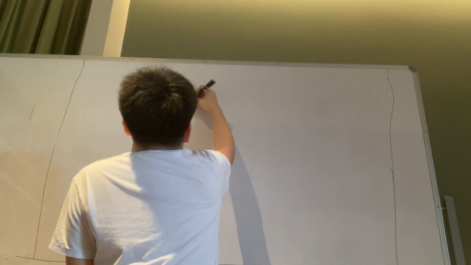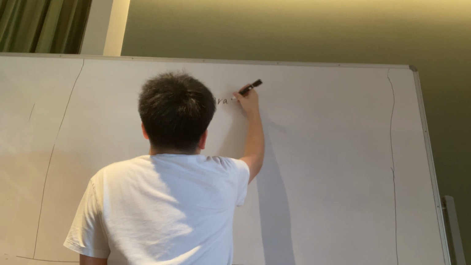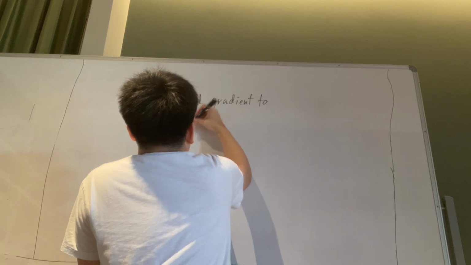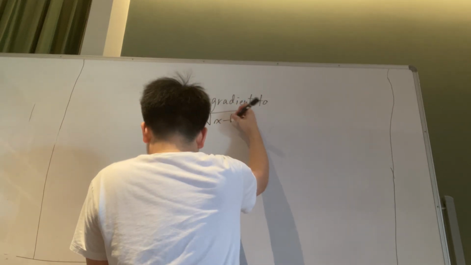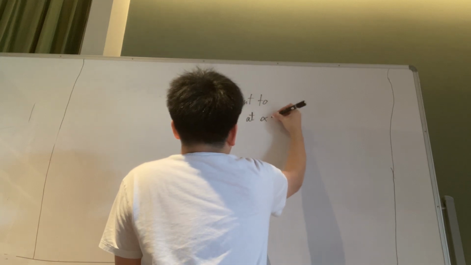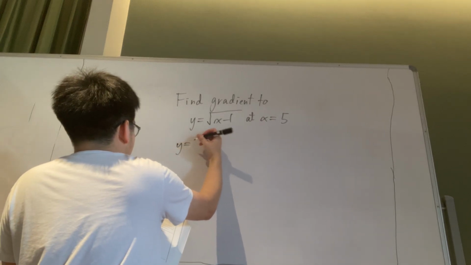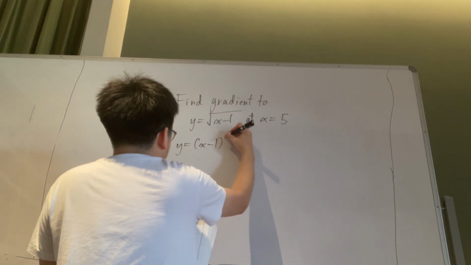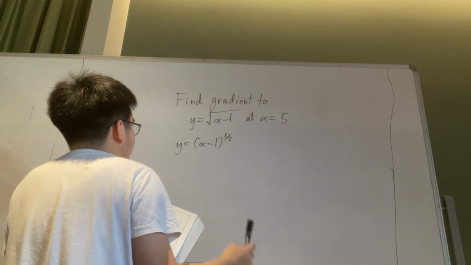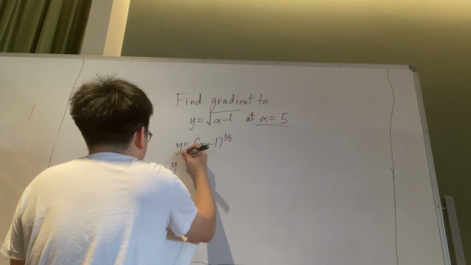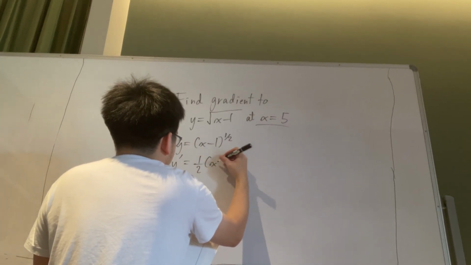Okay, I'm picking up this book now. Find the gradient to the tangent of the curve y equals square root of x minus 1 at x equals 5. We want to turn this radical notation into fractional exponent notation, so that's x minus 1 to the 1/2. To find a gradient, we find the derivative expression and then plug in the input value.